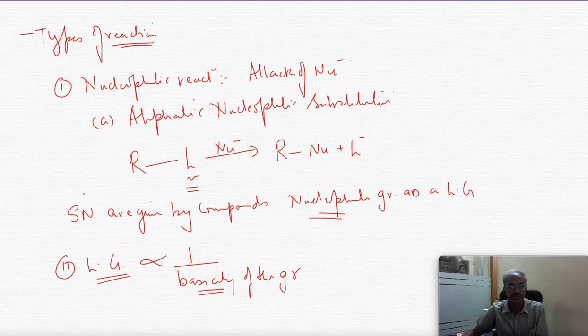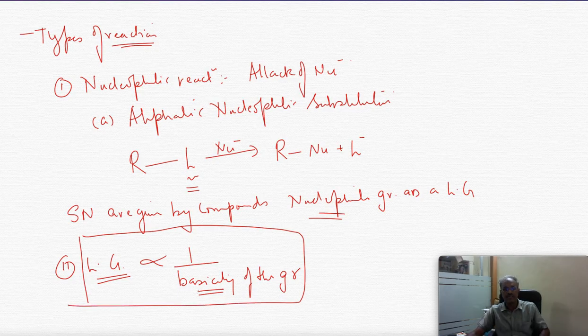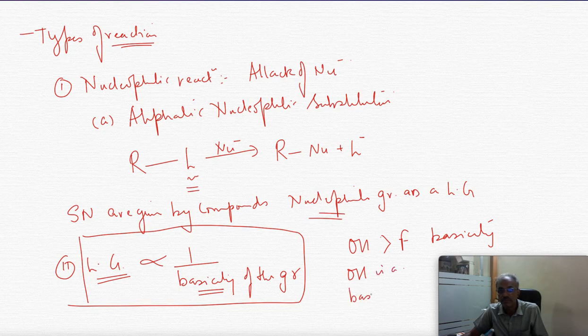This is very important. Make a note of this. If you want a good, better leaving group, then it has to be less basic. Lesser the basicity, better the leaving group. But if the basicity is more, then the leaving group capacity decreases. As we have seen in the previous slide, OH is a much better base than fluorine. That means OH is a bad leaving group as compared to fluorine. OH is a much better nucleophile than fluorine, but a bad leaving group than fluorine, right?